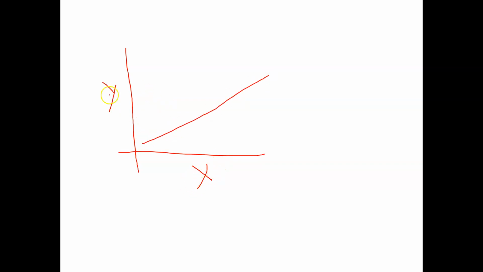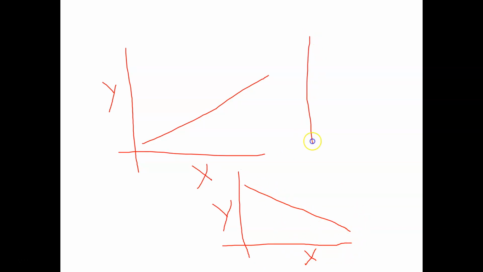When x increases, so does y, right? And then let's take another example over here. So in this case, let's do something like this: x, y, same like before. Look at what's happening over here. When x increases, y declines. This is a negative correlation, okay?